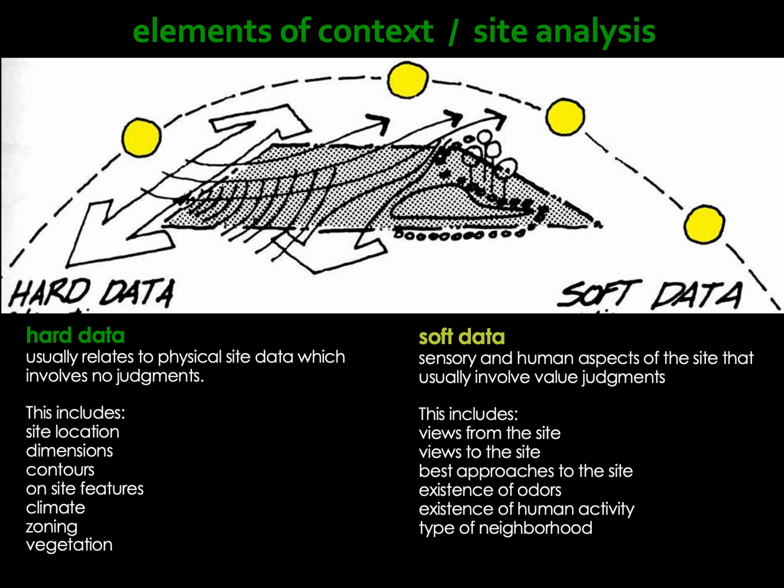So hard data relates to physical site data, which involves no judgments at all. Where's the site located? That's not a judgment, that's a fact. What are the dimensions, contours, what on-site features do we have, what's the climate, what's the zoning, and what's the vegetation?